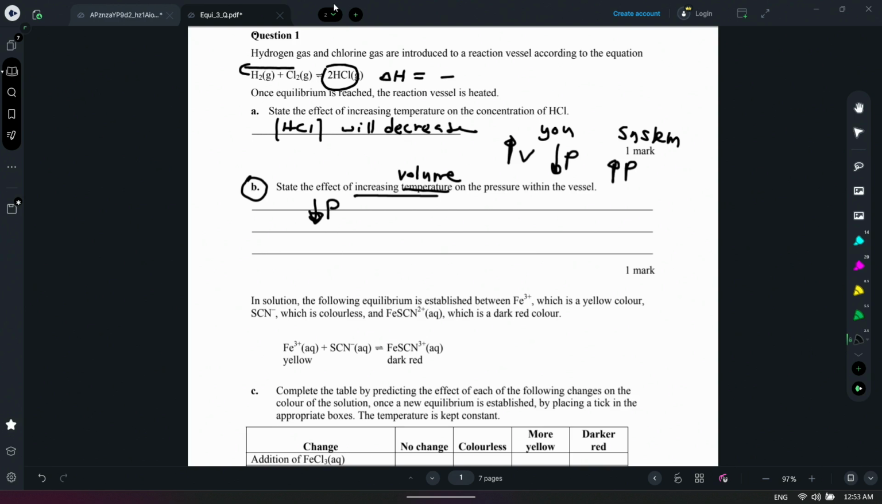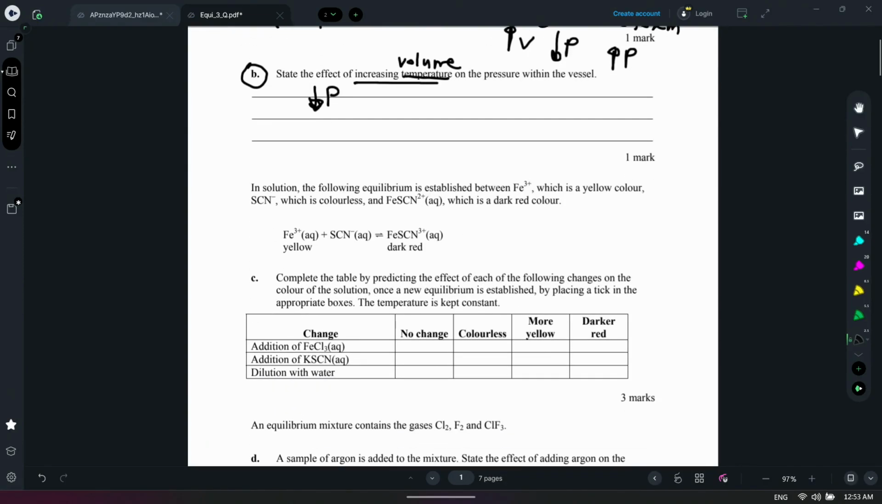Is that clear to you? All right. Let's look at the next question. Now, the next question is based on an equilibrium system, which is an aqueous equilibrium system. As you can see, they are all aqueous. So this is not a gaseous equilibrium system.